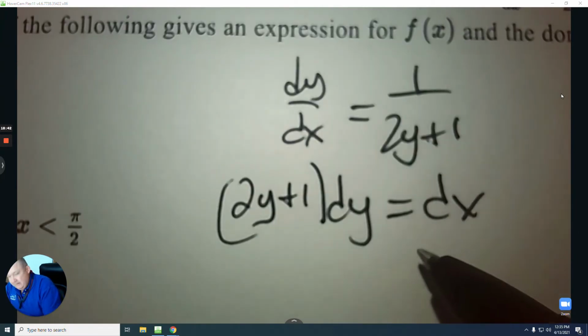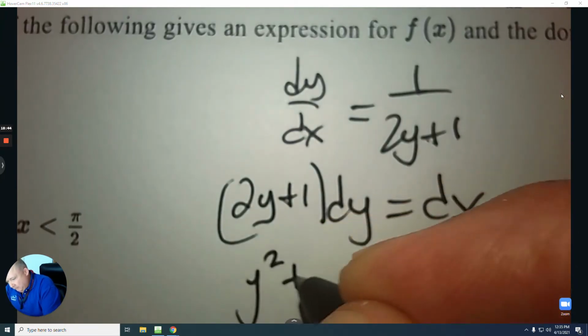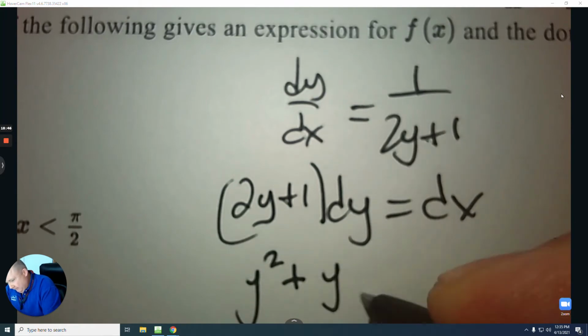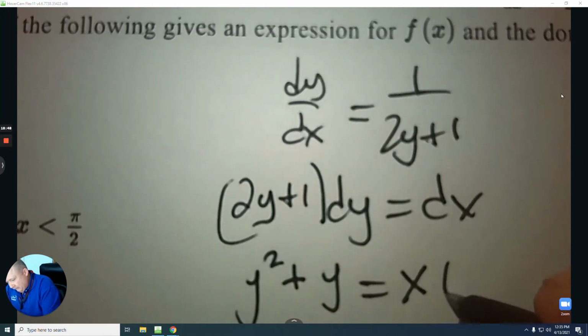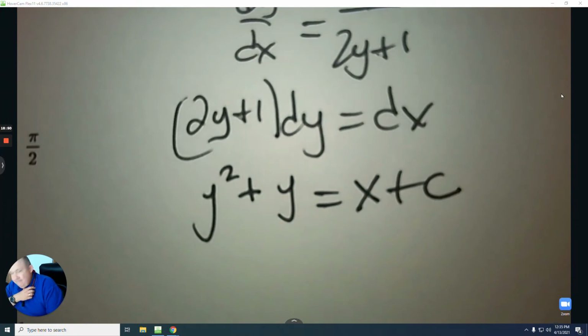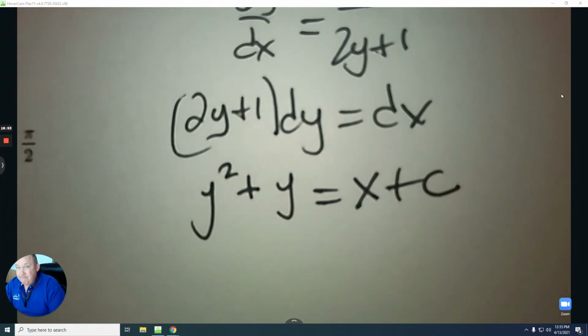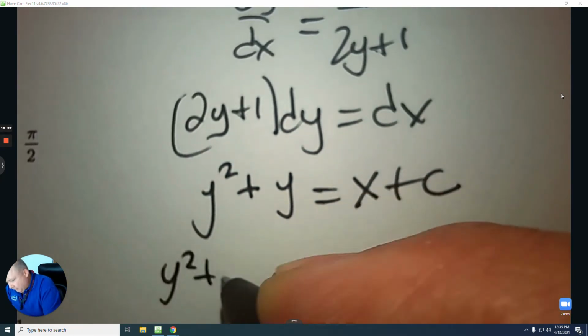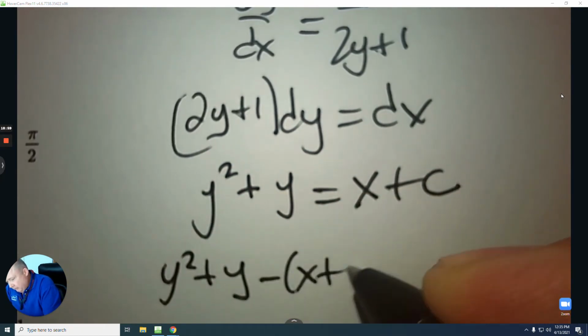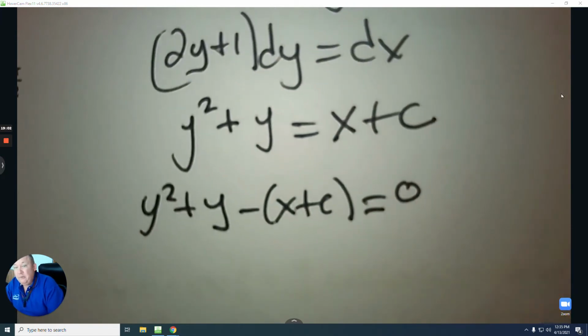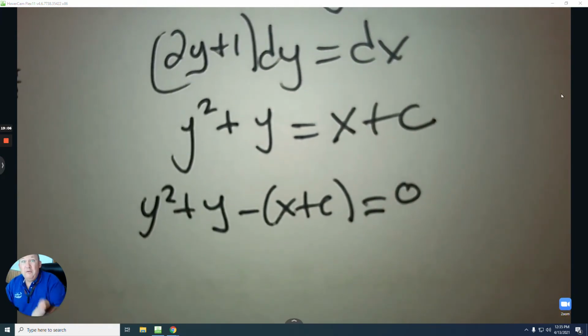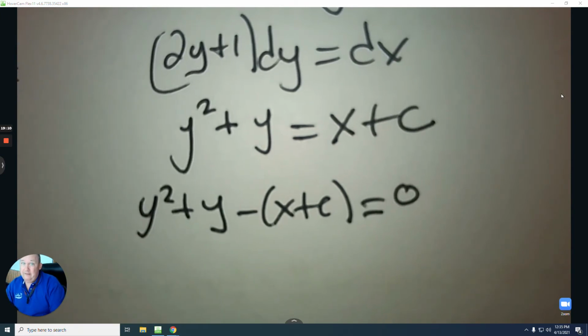When I integrate this, I get y squared plus y, and on the other side, I get x, and then plus c, the constant. That was the easy part. Now comes the fun part. To solve for y here, this is a quadratic equation. So I'm going to subtract x plus c, make it equal to 0, and I have to use the quadratic formula. I'm really sorry. What is the quadratic formula? Negative b plus or minus the square root of b squared minus 4ac all over 2a. I know. I'm going to help you through it.